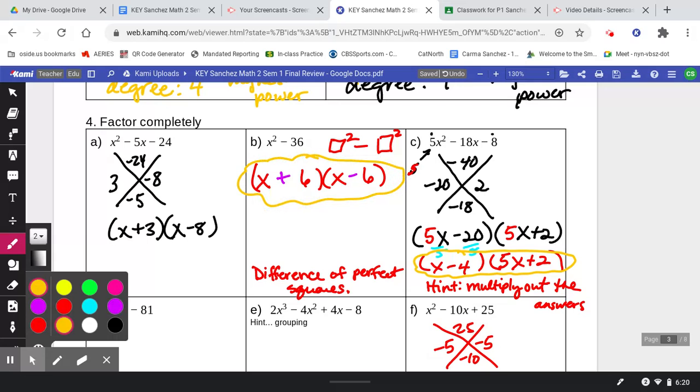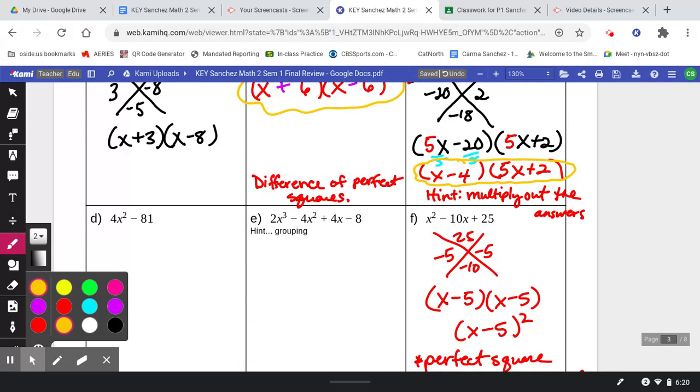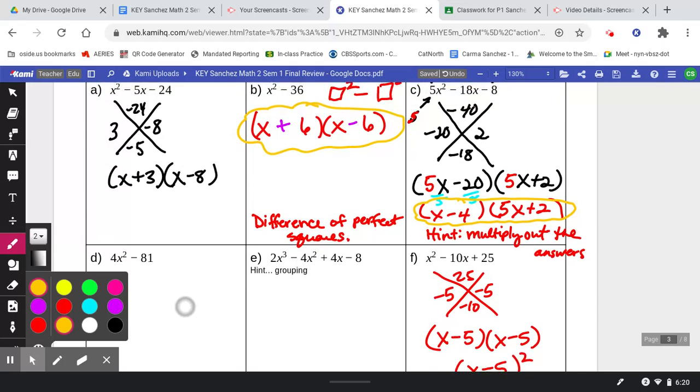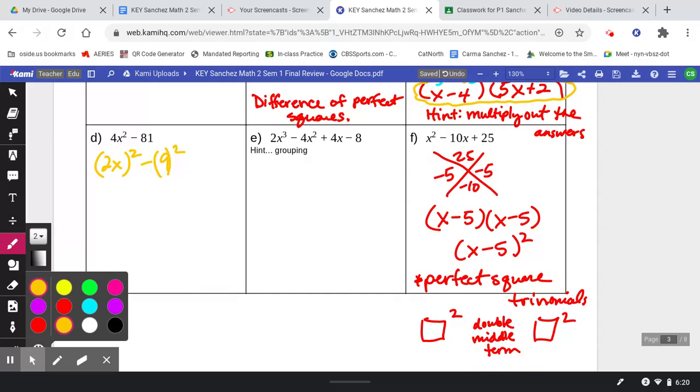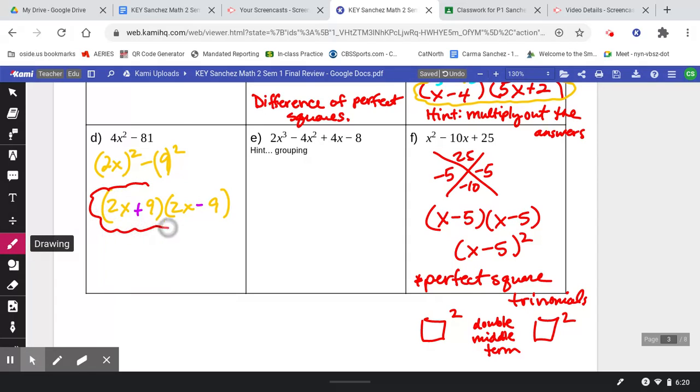Now that we've seen that one, we can go down and do part D, which is a more complex version of B. Notice that 4x squared is 2x squared, and notice that 81 is 9 squared. So 2x times 2x is my 4x squared. 9 times 9 is my 81. 1 plus 1 minus to make sure there's no middle term. Those are your difference of perfect squares factors. Some people think of it like the square root of the front and the square root of the back.